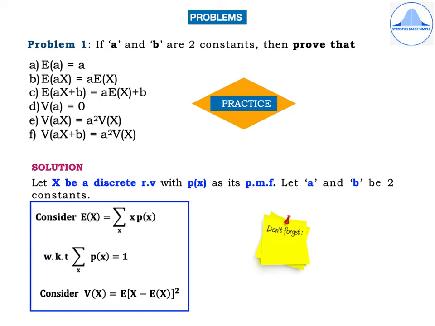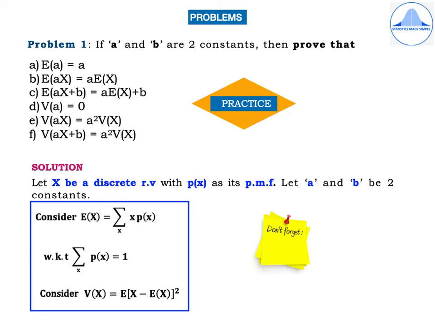Now, before we prove the results, remember that next to E and next to V, the random variable X should be in capital letters. When we say that A and B are two constants, it means that A and B can be any positive number or any negative number, and they can be in small letters. Only the random variable X should be in capital letters. And remember that only after the summation sign in the formula, whatever appears is in terms of small letters.